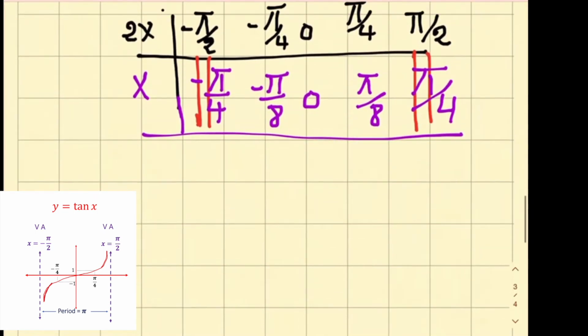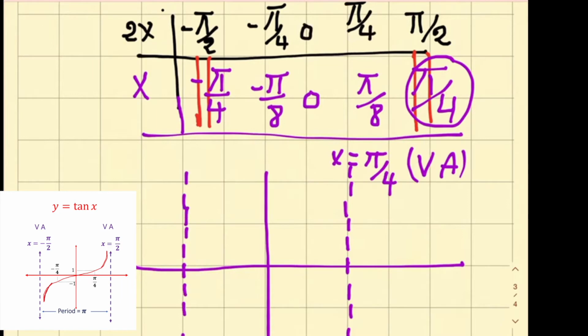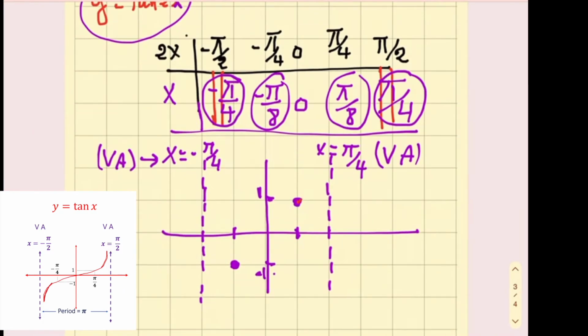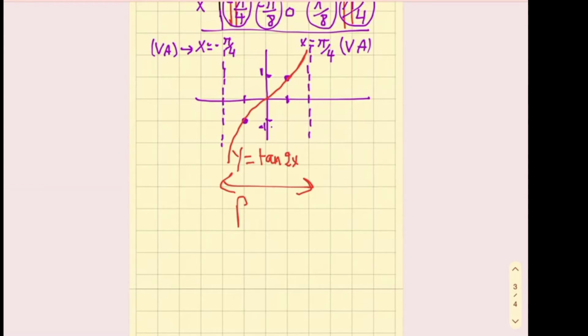Now we can sketch the graph. Asymptotes first. x equals pi over 4 is a vertical asymptote, and x equals negative pi over 4 is another vertical asymptote. You use the 2 points at pi over 8 and negative pi over 8, y equals 1 and negative 1. Then join a smooth curve, and here you go, it's done. The period of tangent 2x is the distance between the two asymptotes, which is pi over 2, the period of tangent divided by 2.